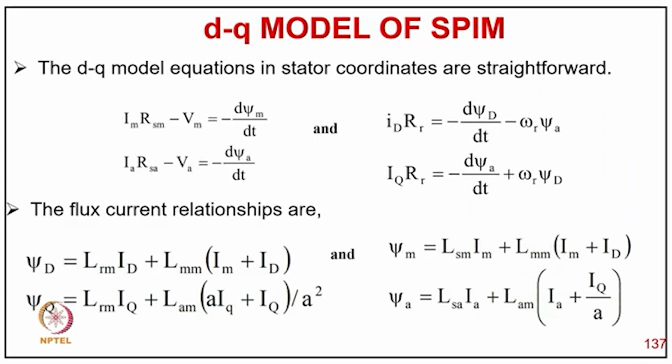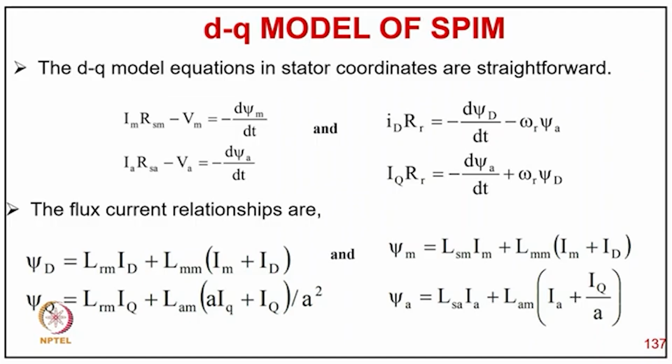So the DQ model in stator coordinates we can say: Im RSM minus Vm equals minus d phi m upon dt, and Ia RSA minus Va equals minus d phi a upon dt, and Id Rr equals minus d phi d upon dt minus omega r phi q, and Iq Rr equals minus d phi q upon dt plus omega r phi d.